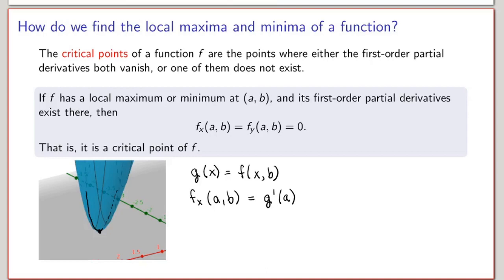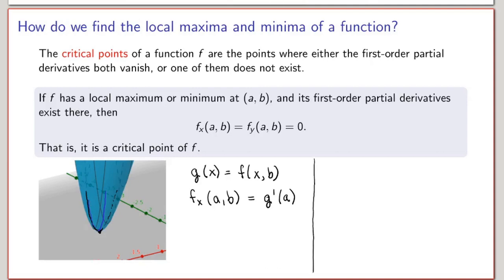And of course, the same is true for the partial derivative with respect to y, but here we're talking about a different curve which corresponds to keeping x equals a fixed on the surface. But again, the point must be a local minimum for that curve as well. So the partial derivative of the function with respect to y evaluated at (a, b) must also vanish.